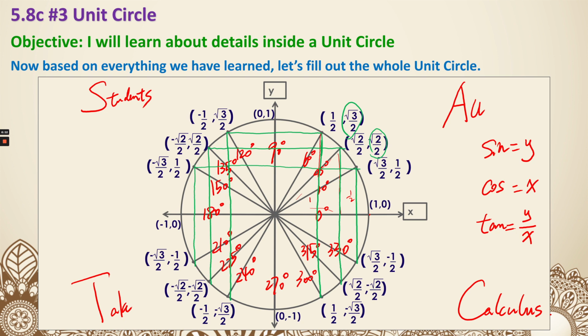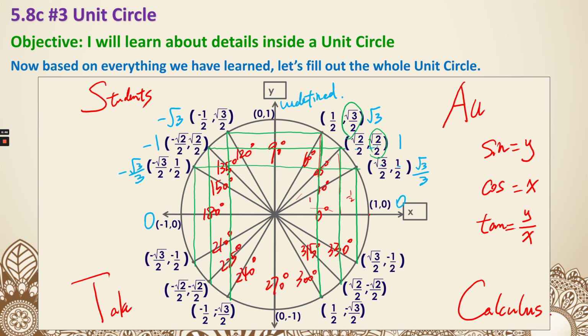So for the first one, tangent 0 degree is 0 over 1, which is just 0. The next one is actually 1 over square root of 3. It's square root of 3 over 3. Next, the x and y are the same, so it's just going to be 1. And then it's square root of 3 over 1, which is square root of 3. When it's 90 degree, 1 over 0, that is undefined. Second quadrant, square root of 3 over a negative 1, so it's a negative square root of 3. Square root of 2 over negative square root of 2, that is a negative 1. Then it's 1 over negative square root of 3 is negative square root of 3 over 3. Then we got 0 over negative 1, which is 0.